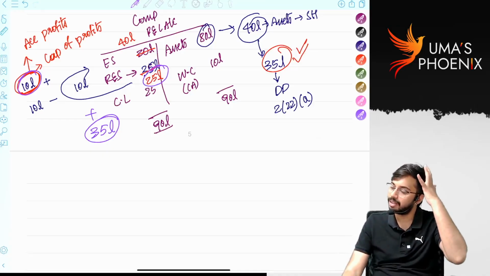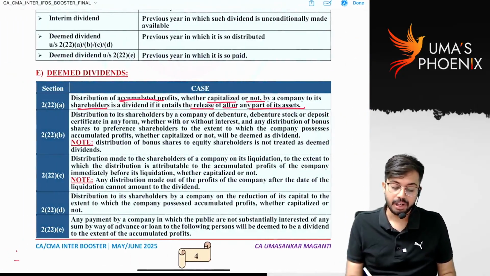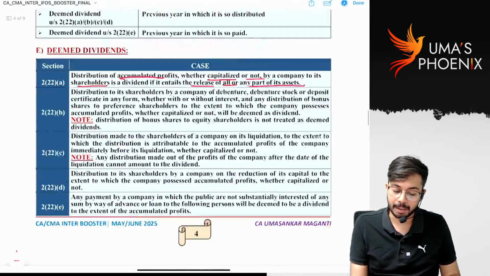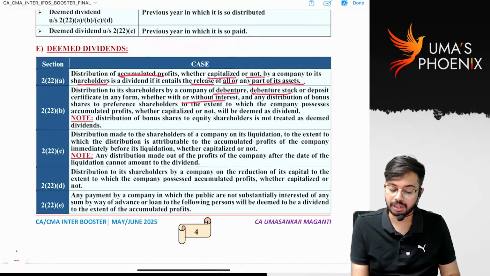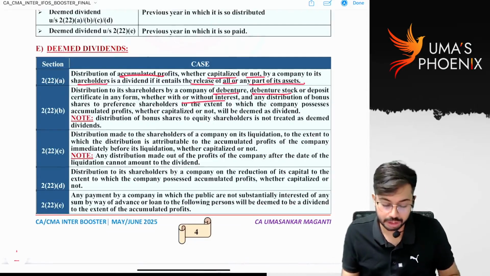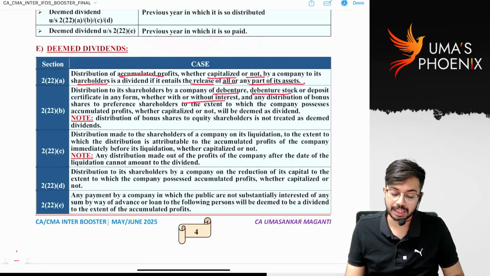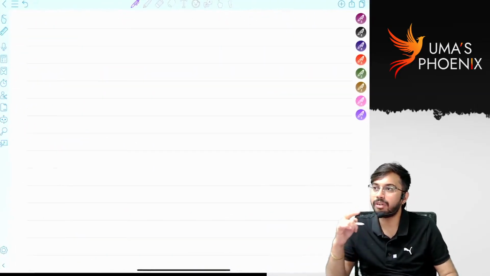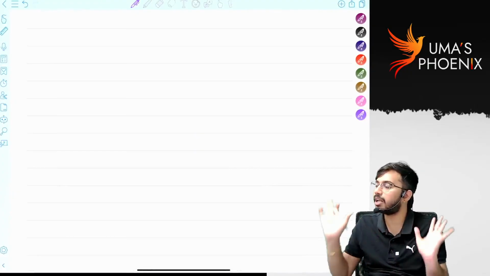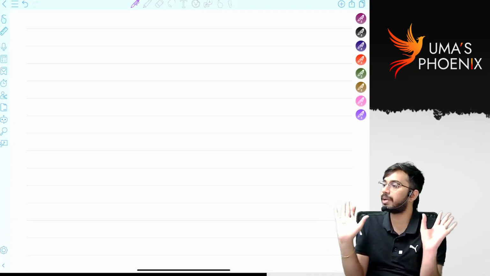Is it clear? Simple, right? Shall I explain the next one? Distribution to its shareholders by a company of debenture stock, deposit certificate in any form, whether with or without interest, and any distribution of bonus shares to preference shareholders, to the extent to which the company possesses accumulated profits. What do you mean by this? Company gave dividend in cash. It is taxable under other sources. Company gave dividend in the form of assets. It is also taxable under other sources.